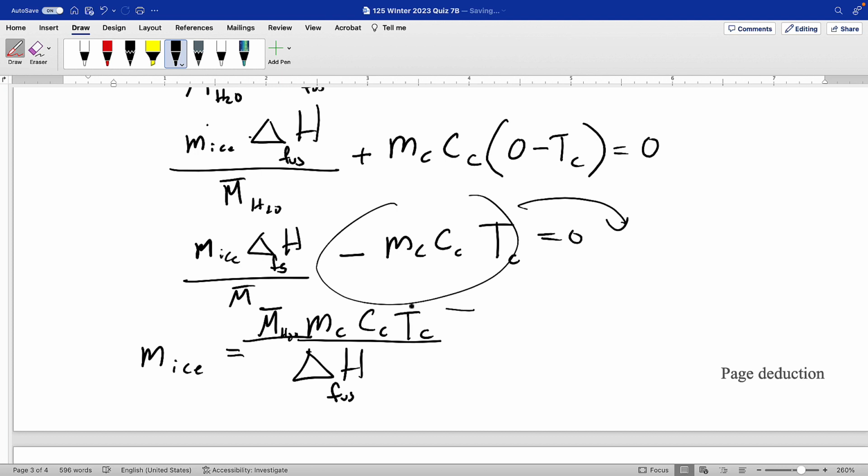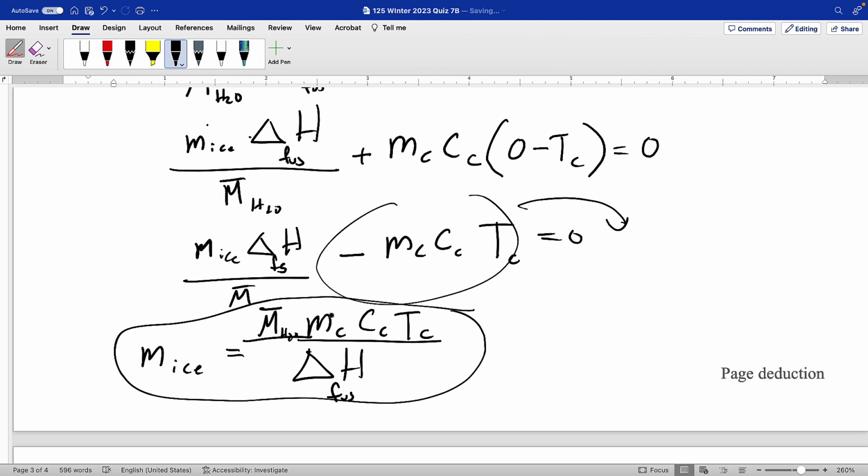All right, so there's our final answer. We're going to stop and see if it makes sense. We'll do this a couple ways. One is to look and see that this says that the bigger the molar mass of water, the more mass of ice that's going to melt, right? Because we're going to melt a certain number of moles, so the more those moles weigh, the higher the mass of ice that we melt.